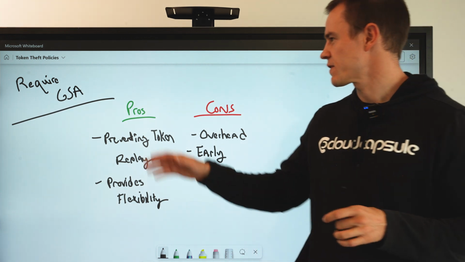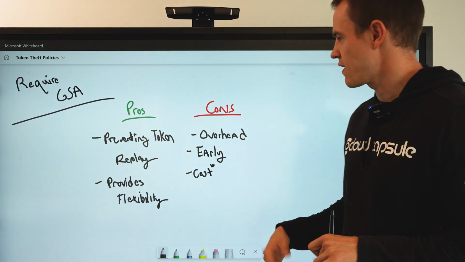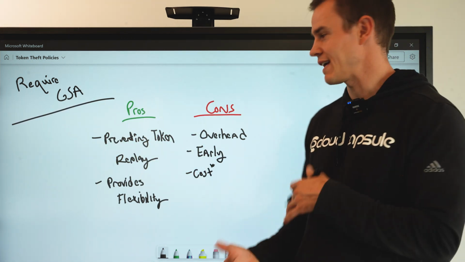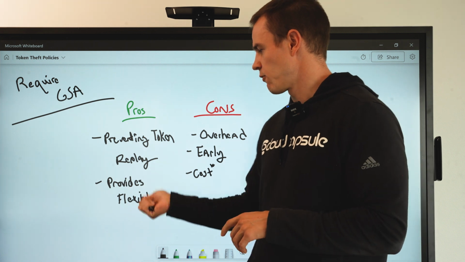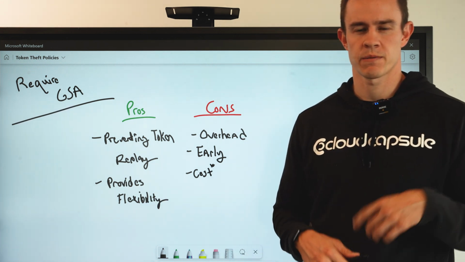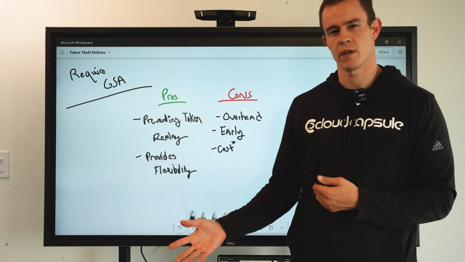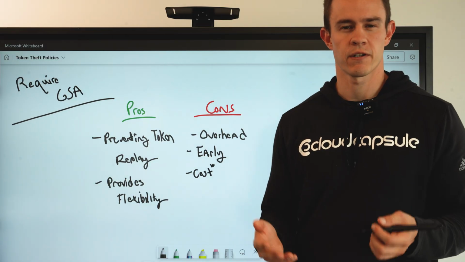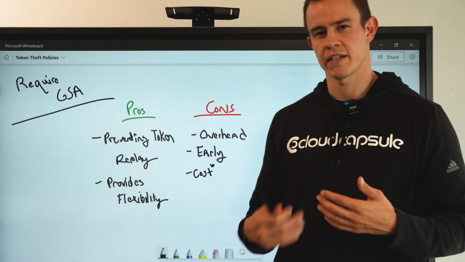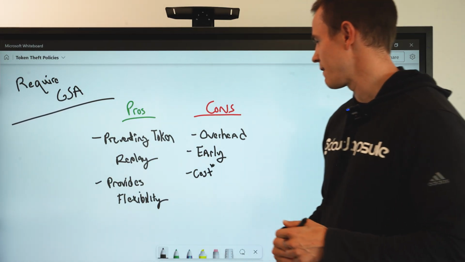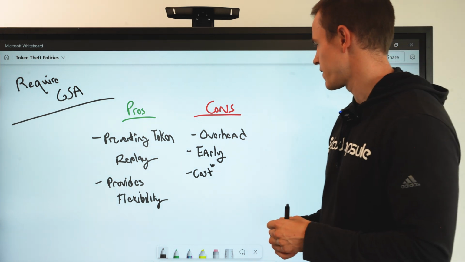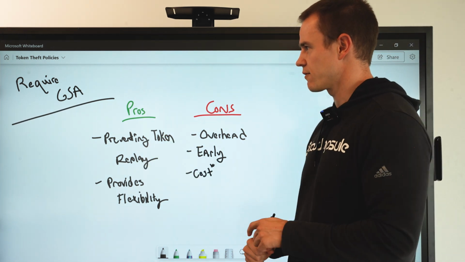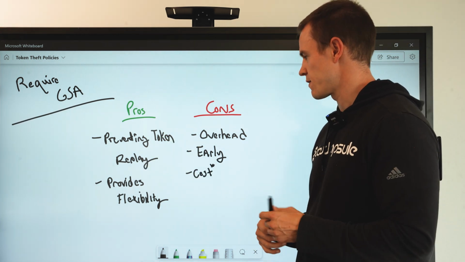Okay, for the last one here, guys, for requiring GSA, pros, I'd say, is it prevents both the token harvesting and the token replay, which is great. Provides a lot of flexibility for the organization. It's part of a SASE solution that you can deploy to workstations, whether or not they're enrolled into Intune. Keep in mind, they still have to be joined or hybrid joined today for them to actually work with this. But it provides a lot of great flexibility over some of the other methods that we looked through.